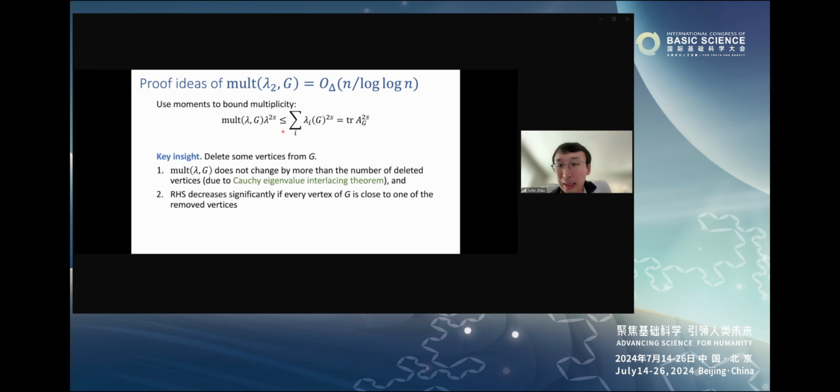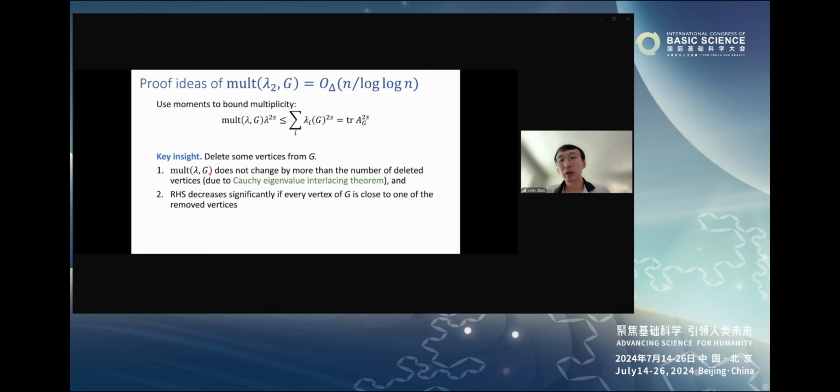So a key insight then is to first do something to the graph G so that we can strengthen this moment bound. And it turns out the thing to do that works is to first delete some vertices, in fact, a nicely chosen set of vertices. Okay, what does that do to this bound? So on one hand, deleting, let's say, a small number of vertices actually does not change the multiplicity adversely too much. And this is because of the Cauchy eigenvalue interlacing theorem.